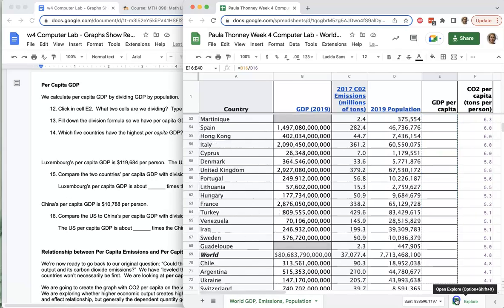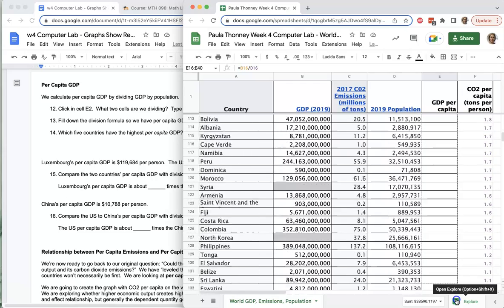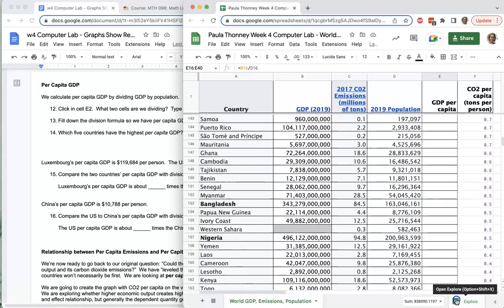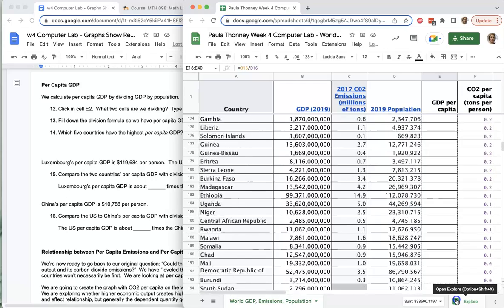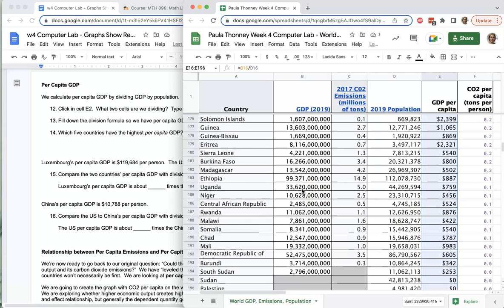Go to the very end. By the way, I believe there are just under 200 countries in the whole world, so that's why this spreadsheet is super long. Okay, Eritrea, I used to know someone from there. Little country right by Ethiopia. CO2, 0.2 tons per person. GDP per capita, 2321. These are some African countries that tend to be kind of poorer, many of them.